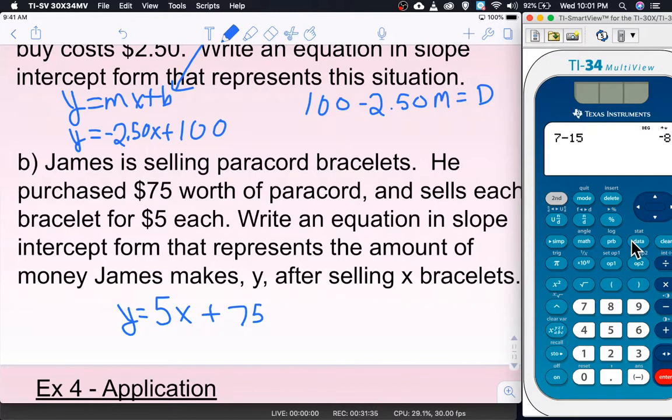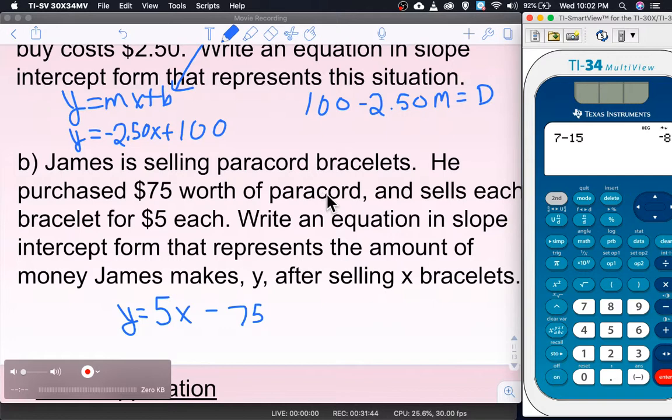Well, it's going to be a minus 75. And why is it minus 75? Well, he bought $75 worth of paracord. So if he sells no bracelets, he's now in the hole for $75. He has not made any money. He's negative $75 because he bought all this paracord and hasn't sold anything yet. But as he sells 5, 10, 15 bracelets, he's making his money back. I think at 15 bracelets, he'd be back to even. If he sells more than 15 bracelets, now he's actually making money from this.